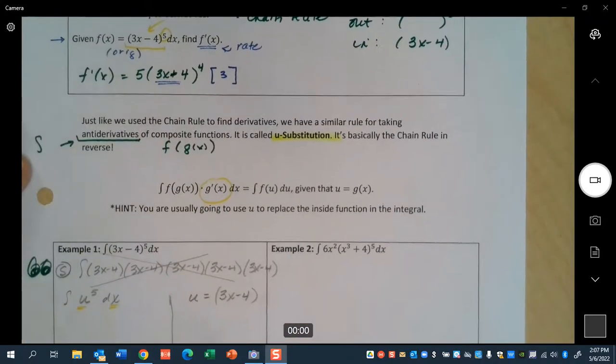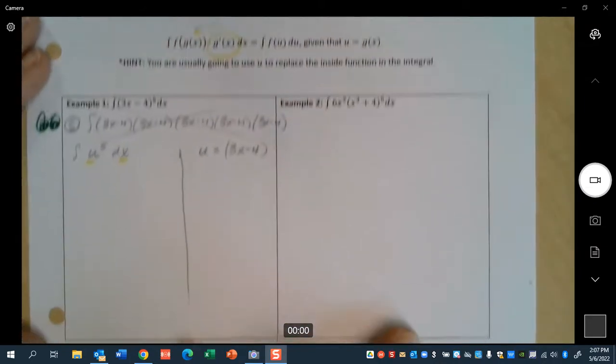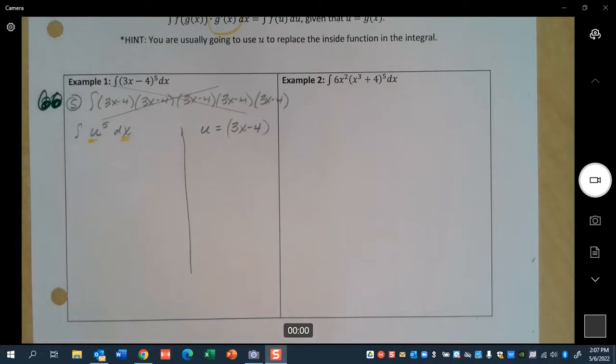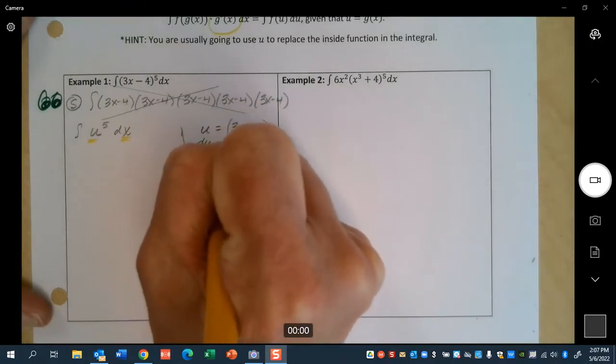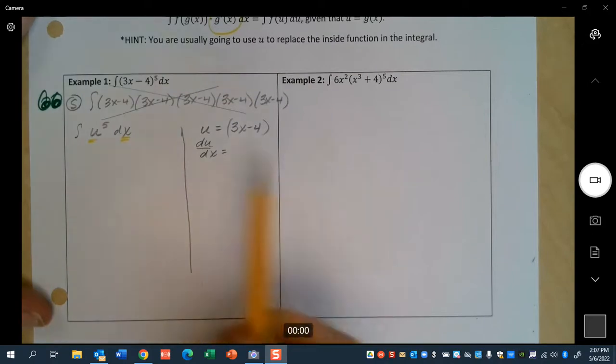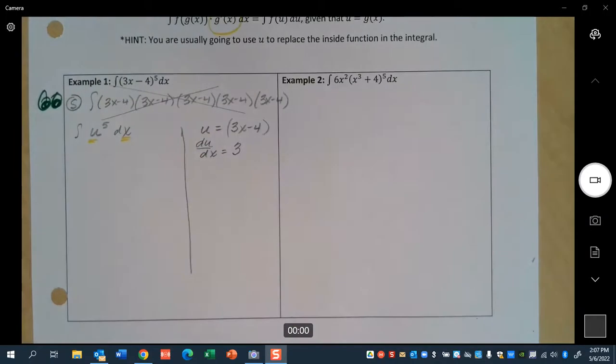What are you doing there? What does this mean? You said it. Yeah, this is the derivative of this part here, of what's inside. So the chain rule is a bizarre thing because it combines integrating and still taking the derivative. So I'm going to take the derivative, du, in terms of x. And when I take the derivative of this, I end up with 3. You okay with that? Awesome. Now I need to solve for dx.